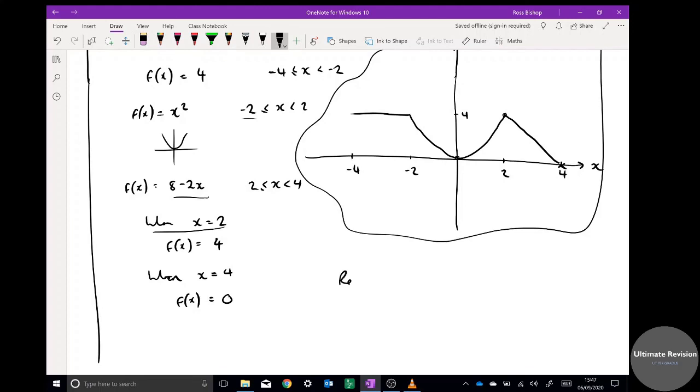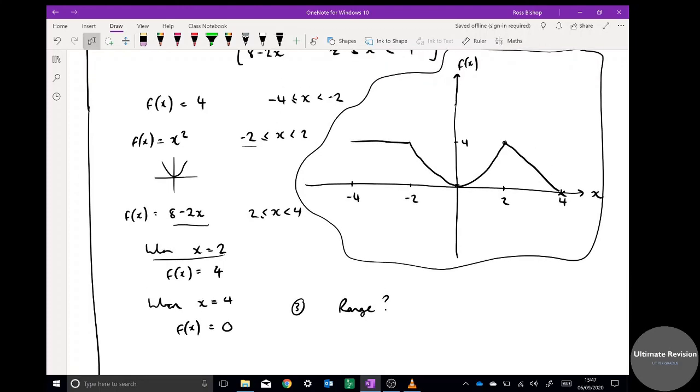Finally, it might ask what the range is for this function. So what is the range for this function? Question 3. Well, what's the biggest it can be? The biggest it can be, there's nowhere on the graph that takes it bigger than 4. So 4 is definitely going to be the biggest.